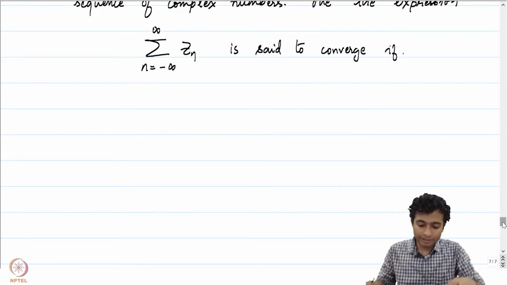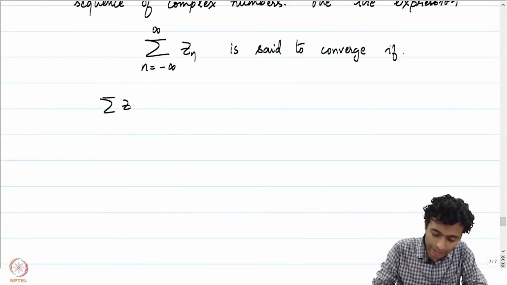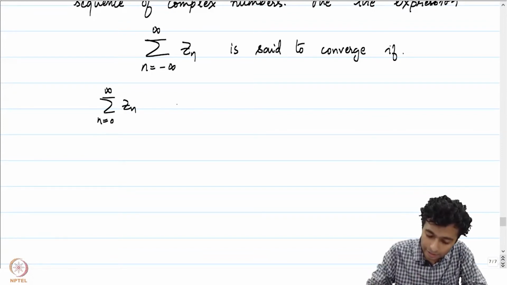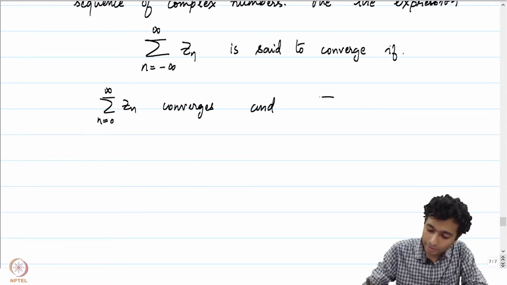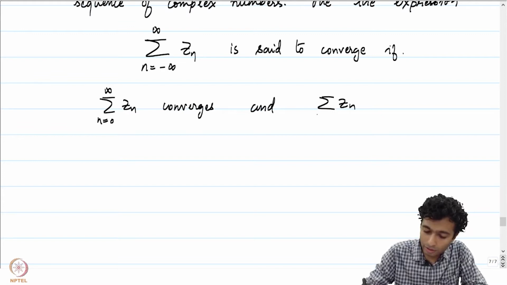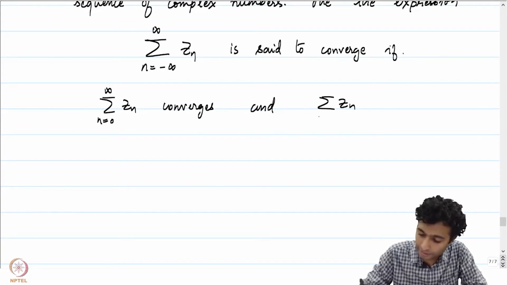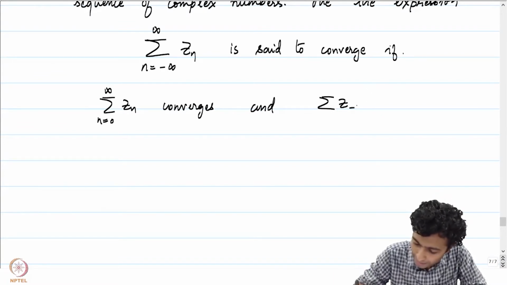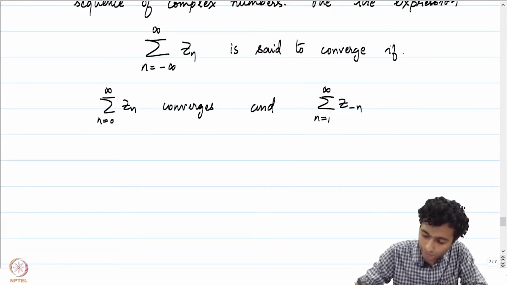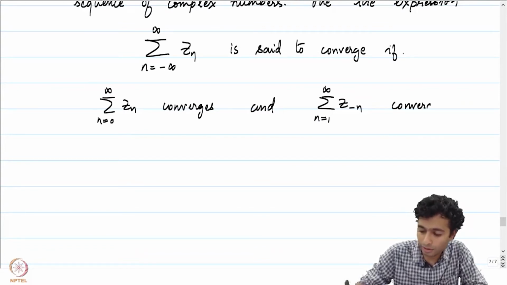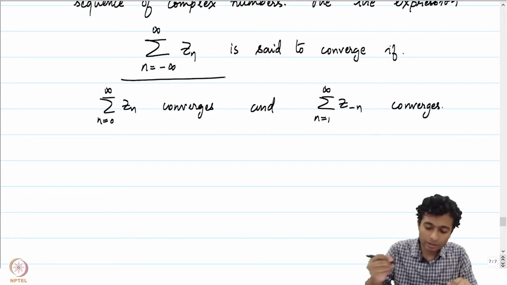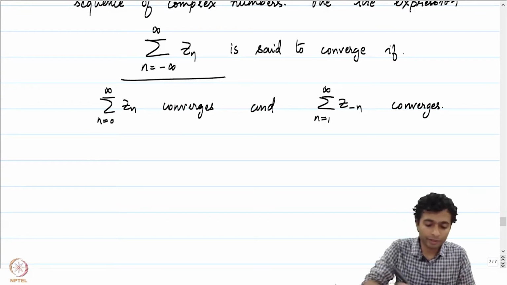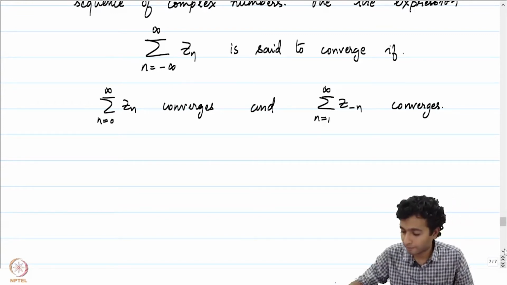is said to converge if the two series, summation Zn with n equal to 0 to infinity of the non-negative indices converges, and the summation of the terms with negative indices, so maybe I should put Z minus n here, with n equal to 1 to infinity, converges. If both these series converge, we then say that this doubly infinite series summation n equal to minus infinity to infinity of Zn converges.